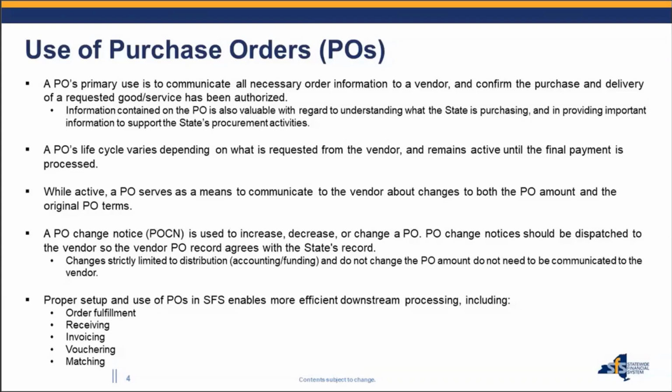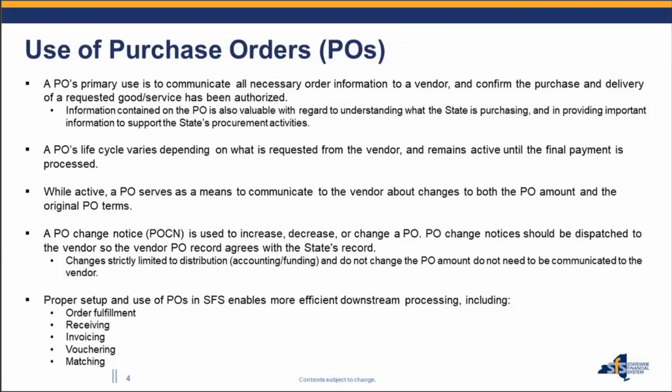There may also be scenarios where you need to make changes to a purchase order after it's sent to the vendor. Maybe you need to increase or decrease the quantity or amount that was initially ordered. Purchase order change notices are used as a way to communicate with your vendor any changes to the original PO terms. Any changes to a PO should be dispatched to the vendor so that the information the vendor has is in alignment with the information you have within your agency. The only exception to that rule is if the change to the PO is limited to the accounting or chart field values. You don't need to communicate those types of changes to the vendor.